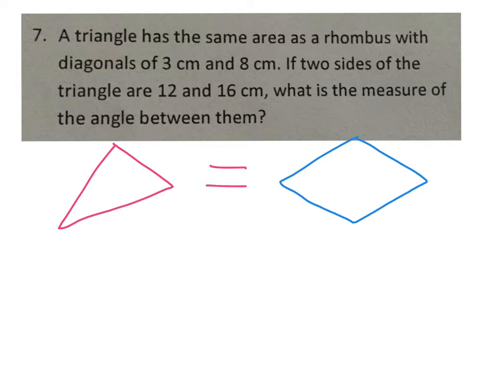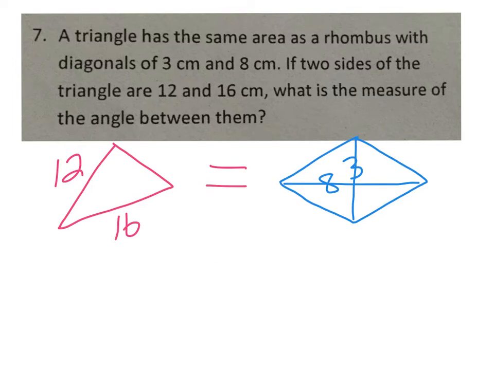The diagonals of the rhombus are 3 units and 8 units. So these areas are the same. Let's see, what do we know about this over here? We know we have a side of 12 and a side of 16. So, all right, let's do some math here.